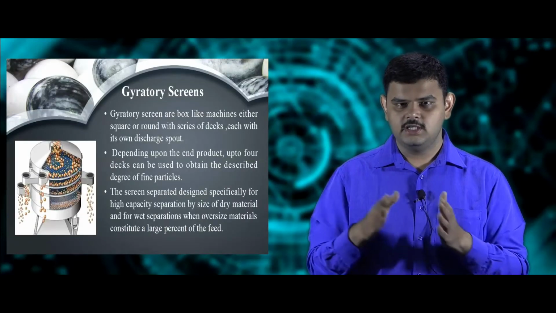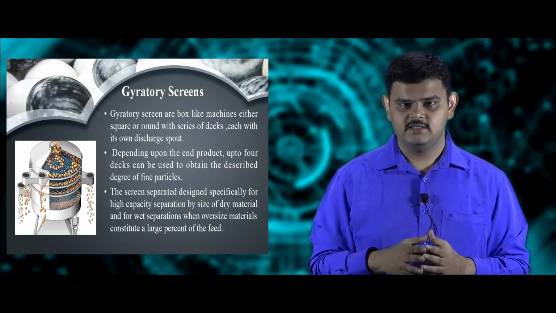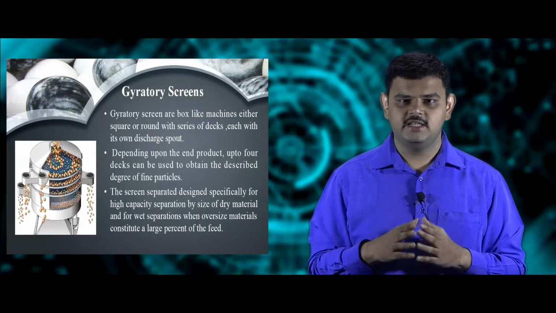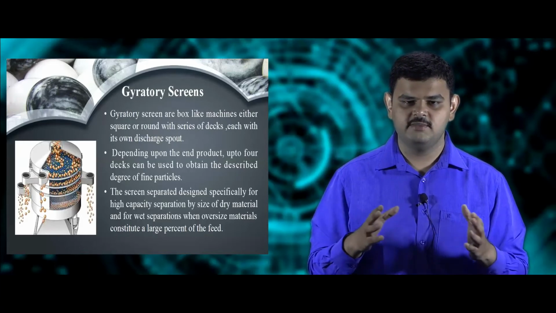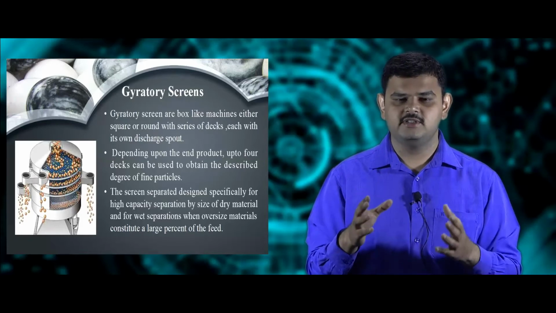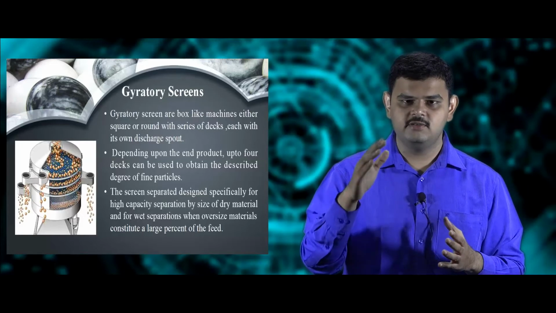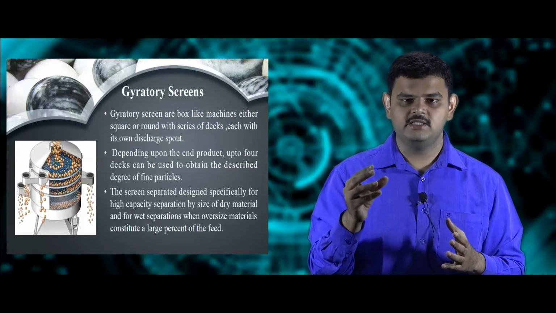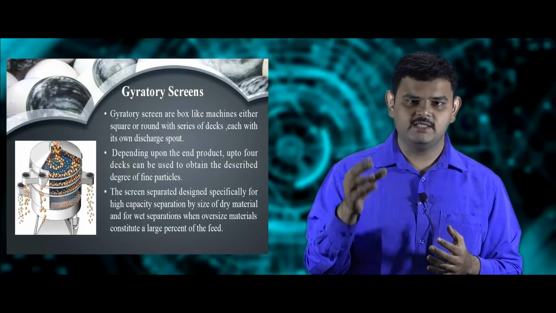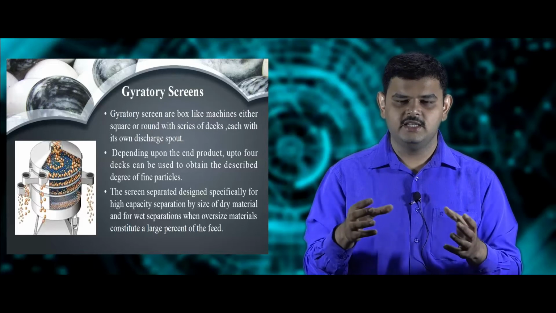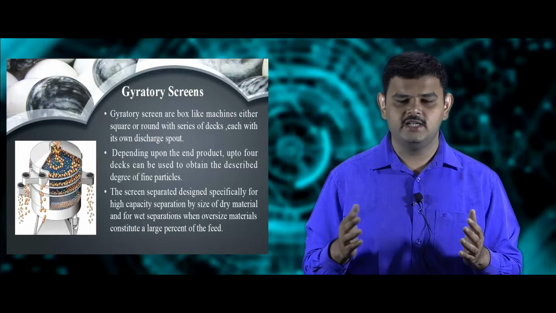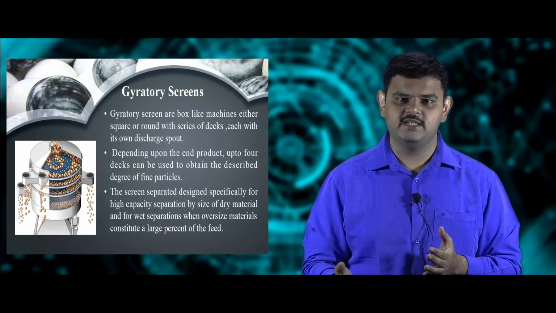Now we move on to the third industrial screen, that is the gyratory screen. The gyratory screen is either box type or round type. The gyratory screen has a gyratory motion given by a shaft. The gyratory screen is rotating and the particles charged to the top will be sent to every deck, and then the oversized particles will be collected in the side spouts. The undersize particles will move to other decks and then be collected in the side spouts. Then the particles will be rotated and the undersized fine particles will be collected at the bottom.